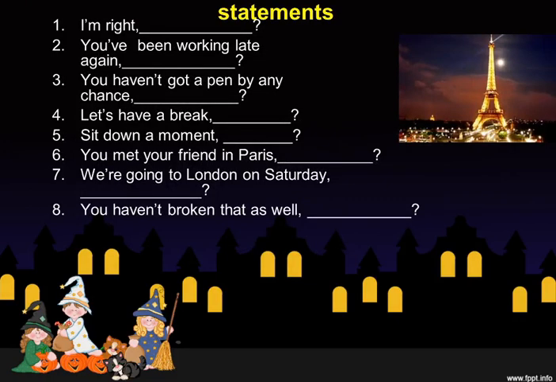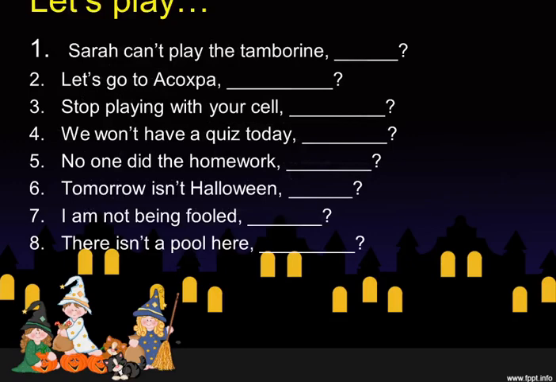Here there are 8 statements and you have to forget the previous one. You just do this one for me, and you send me the answer. However, you just go through this one. This one is also for your further study.